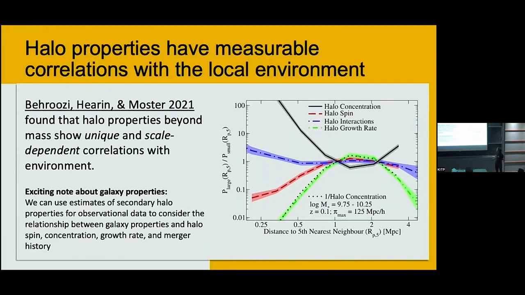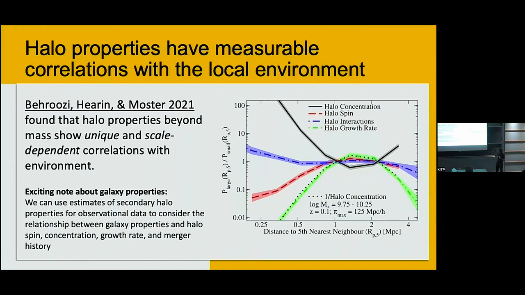And so by plotting these relationships, we can see that each of these halo properties has its own relationship with this measure of the environment, this distance to the fifth nearest neighbor.